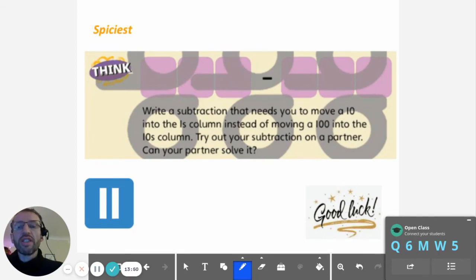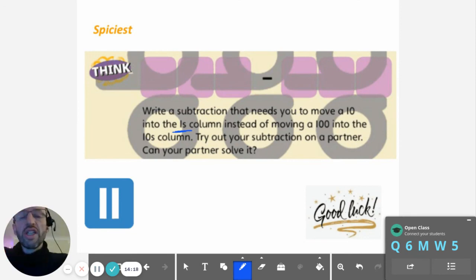Finally, if you want to have a go at the spiciest, this is up to you, it's your choice. Read this puzzle and think about what it's asking you. It says, write a subtraction that needs you to move a 10 into the ones column. This is ones, not tens. Instead of moving 100 into the tens column. Try out your subtraction on a partner, anybody at home, and can your partner solve it?